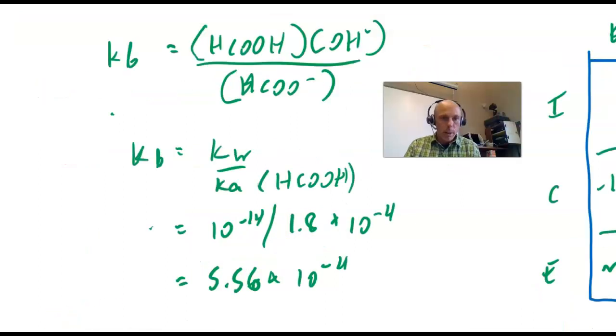This is a book problem, so I wasn't given the Kb or the Ka, so I go to page 277 and find the Ka for HCOOH, the conjugate acid of this weak base. It's 1.8 times 10 to the minus 4. I know Kw divided by Ka is Kb, so this is getting Kb for this weak base, so we can use it in our ice table in a bit. 5.56 times 10 to the minus 11 is the Kb for HCOO minus.